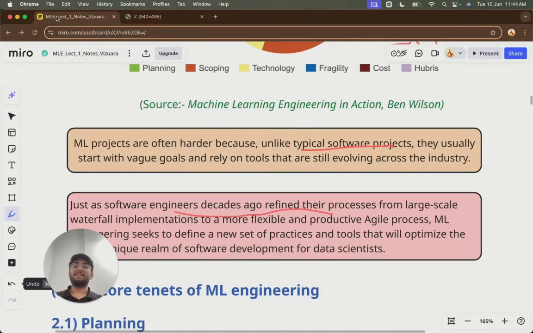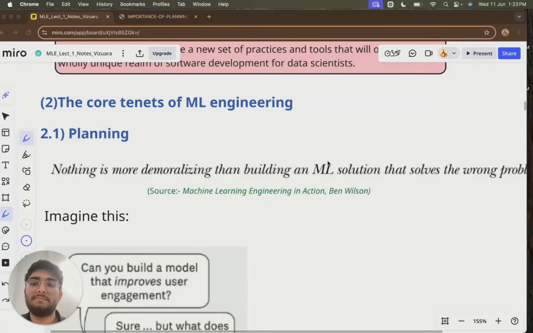Now for MLE, we also need this new set of practices and tools that will optimize software development for the data scientist. And for that, we'll be discussing various aspects of how this can be improved. Now, let us look at the core tenets of machine learning engineering. In the previous part of the video, we observed there are major elements in machine learning in production, from planning to evaluation, that one must understand. Let us look at them briefly in this lecture.